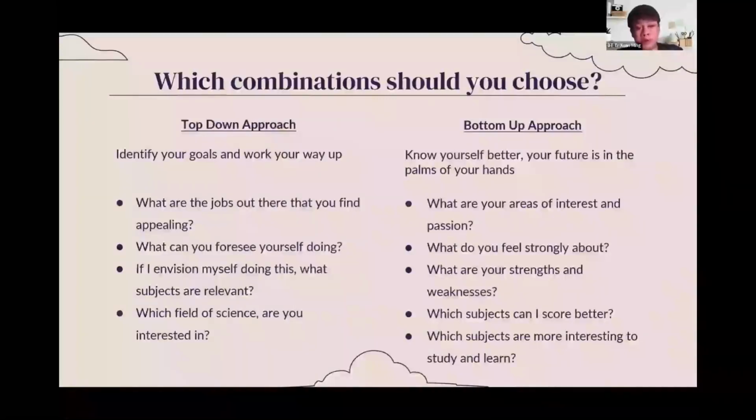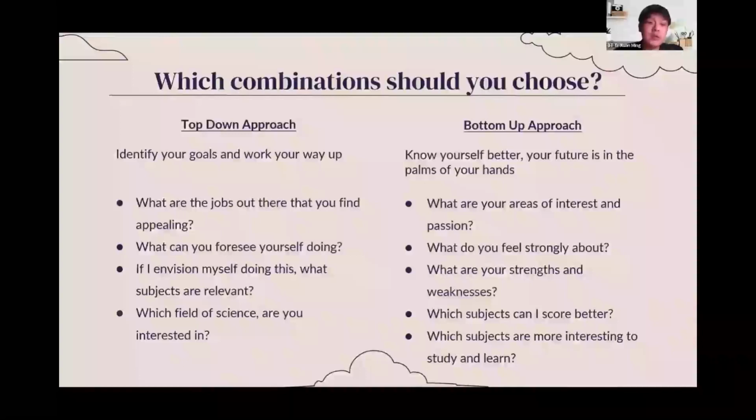So for the top-down approach, identify your goals and work your way up. What do I mean by that? You most likely know what you want. My parents want me to be a doctor. I know that I want to be a scientist. I know that I want to be an accountant. I know what I want. Knowing what you want is a very good thing, because if you know that that's your goal, you just have to work your way up, choosing the right subject combinations that complement the job that you are aiming for, and slowly working your way up.